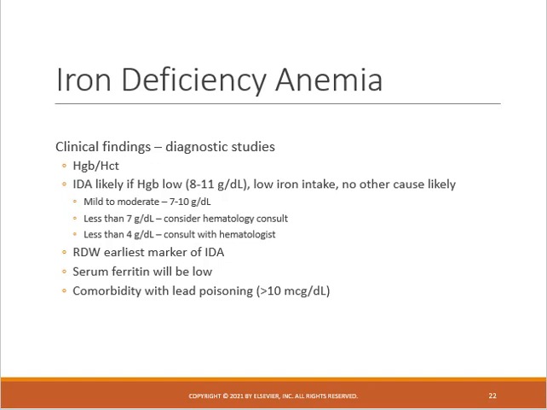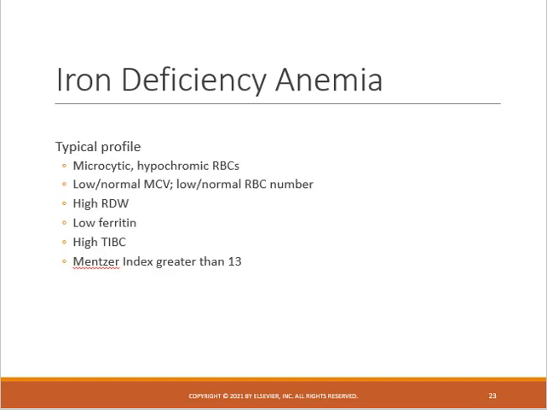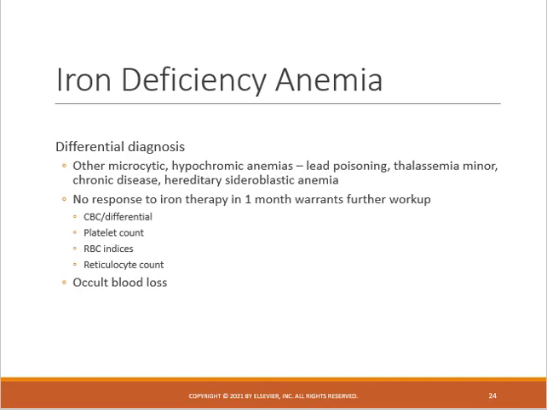Your RDW will be elevated, and it's the earliest marker for iron deficiency. With these kids, it's also important to assess for any lead poisoning. From a lab perspective for iron deficiency, the typical profile would be microcytic, hypochromic, meaning a pale red blood cell. Your MCV could be lower normal. Your RBC could be lower normal. Your RDW would be high, low ferritin, and a high TIBC. Differential diagnoses: lead poisoning, thalassemia, chronic diseases.